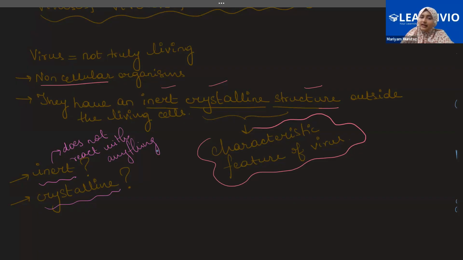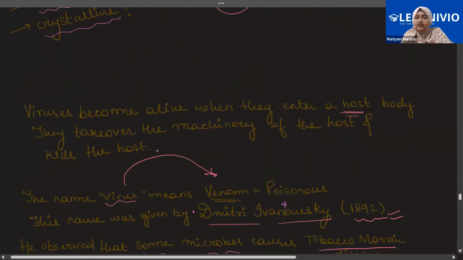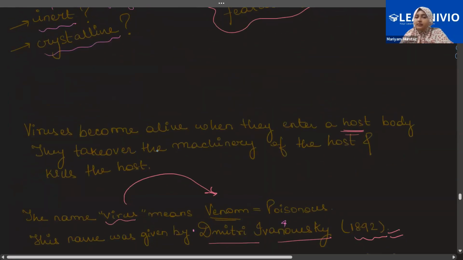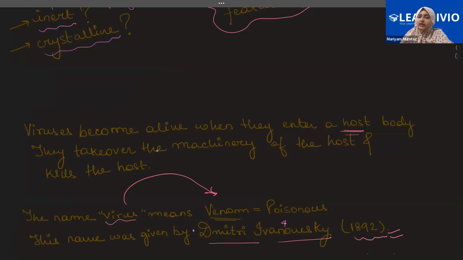Now, this inert crystalline structure is present outside the living cells. When they are not in the living cell, they are in an inert crystalline structure. They are not living organisms. Viruses become alive when they enter a host body. And what they do is that then they take over the machinery of the host and kill the host.